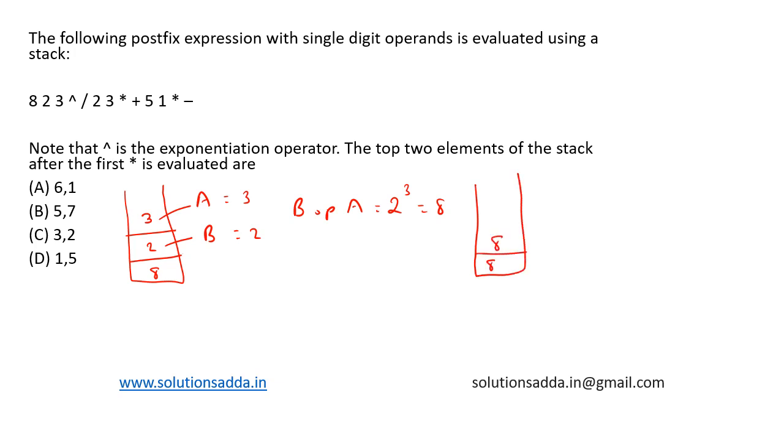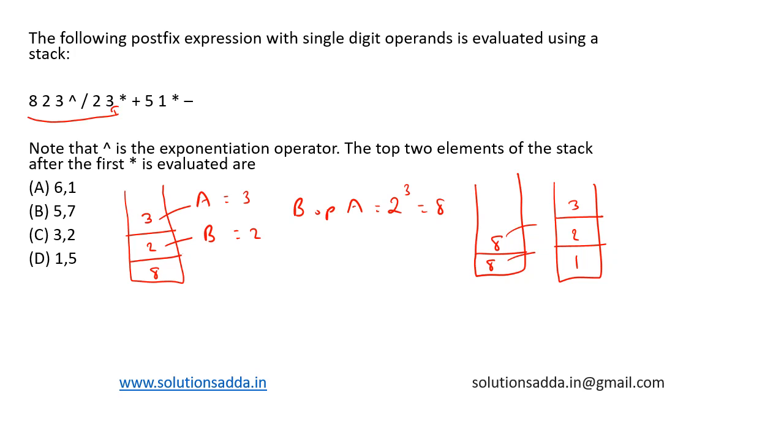Now we have reached slash. So we pop these two operands. 8 by 8 is 1. So we push 1 onto the stack. Now we have 2 and we have 3. As of now we have reached this point.